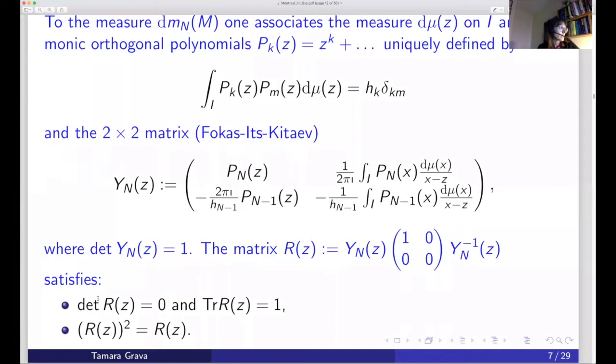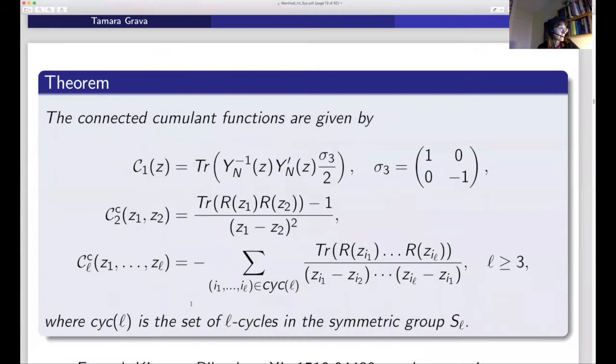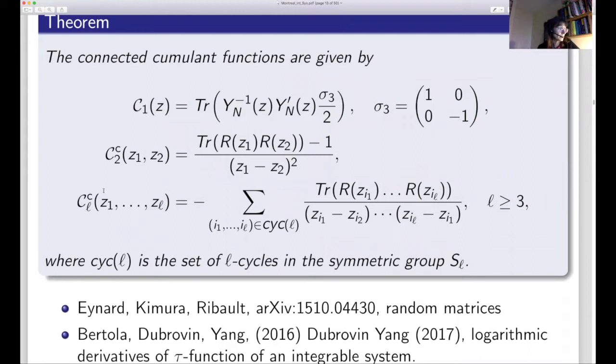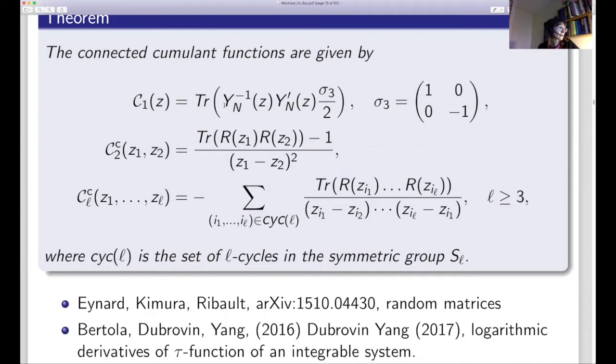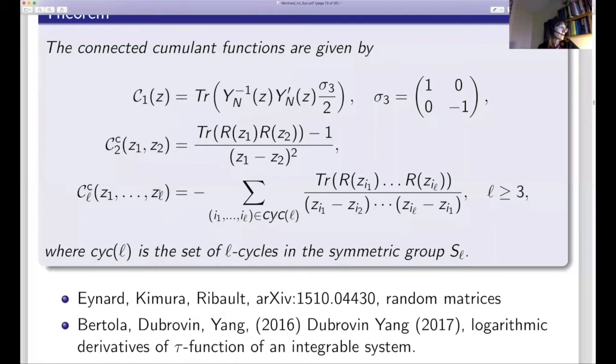And then what we can write is the connected cumulants, these generating functions C1, C2, and C_L, and so on. The first one is simply given by the trace of Y_n to the minus one, Y prime, the derivative with respect to z, times sigma 3. While C2 has this product of traces, and for L components, this is a symmetric quantity where the sum of indices i_1, ..., i_L belongs to the set of L-cycles of the symmetric group S_L.